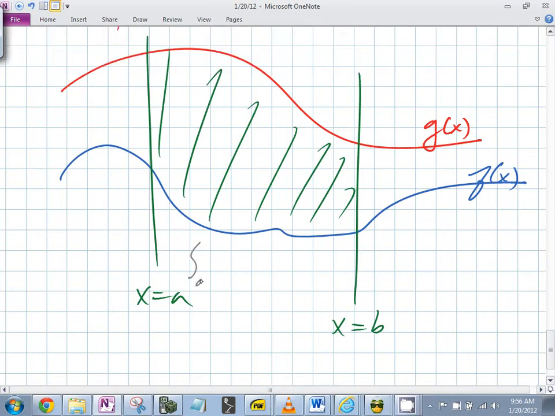A to b of f of x dx. Exactly. Very good. G of x minus f of x dx. That's it. All you're doing is creating a new function. That's it. What's really the only thing you have to be careful of?